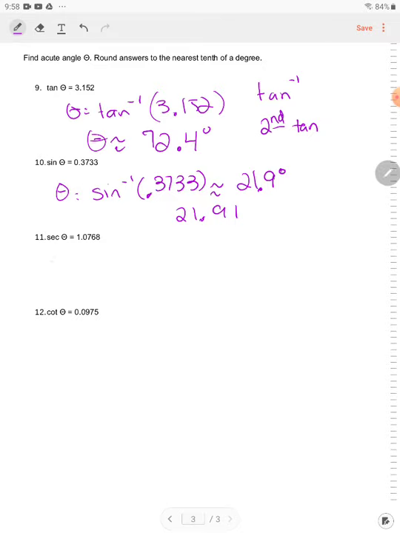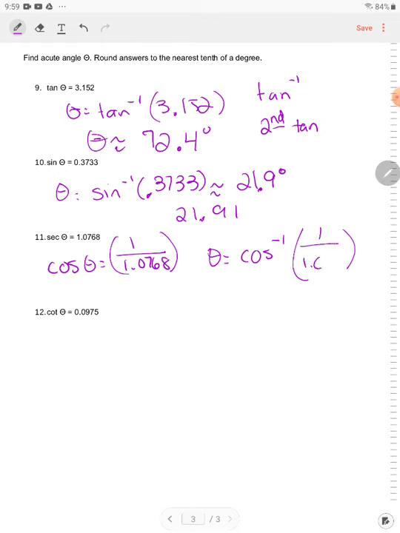Now, secant's a little tricky. So since these are reciprocals, cosine of theta is 1 divided by 1.0768. So we really need to write our functions in terms of sine, cosine, and tangent when we use the calculator. So we're going to do theta is equal to cosine inverse. So notice we're doing the reciprocal if it's going to be a secant, cosecant, or cotangent. And we'll just go to the definition and show that. So we're going to do second cosine of 1 divided by 1.0768. And we get 21.77. So theta is approximately 21.8 degrees. The 7 causes you to round up.